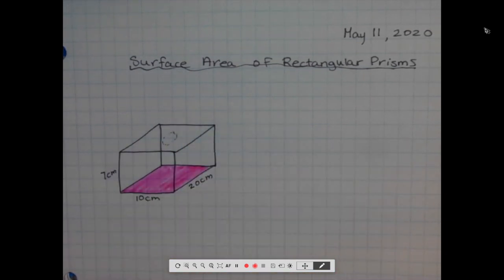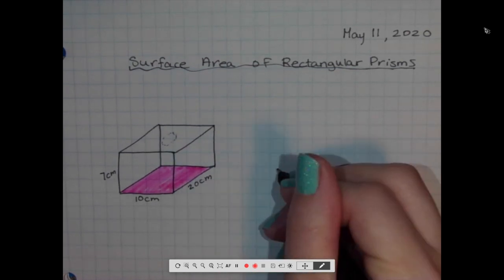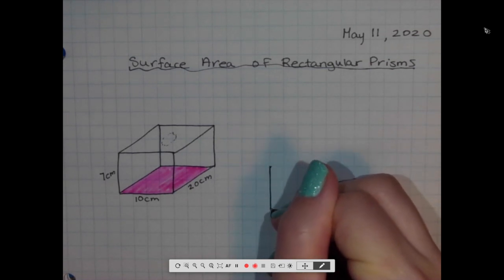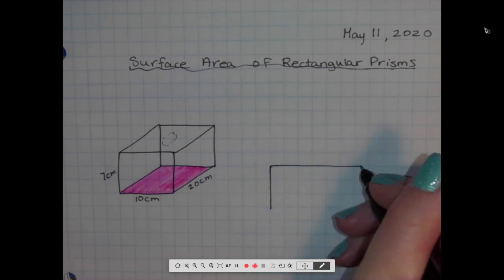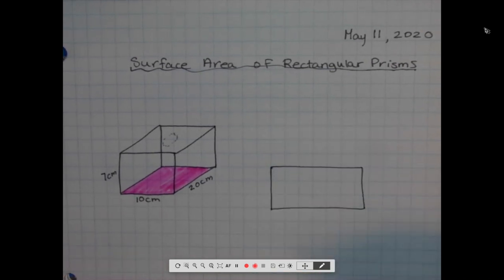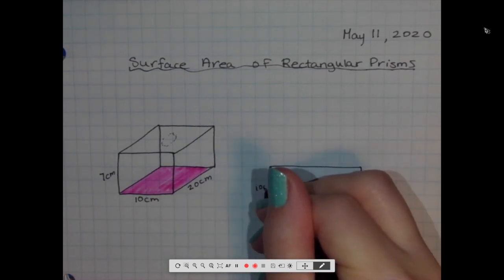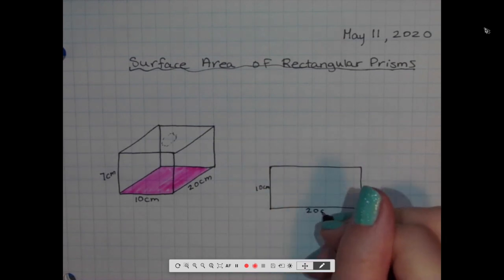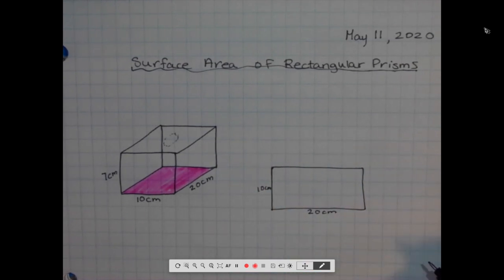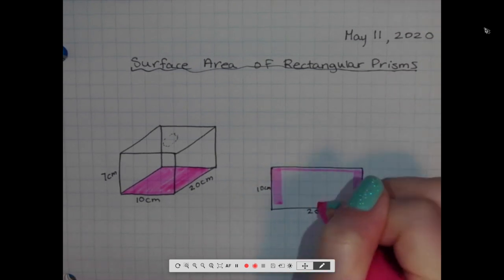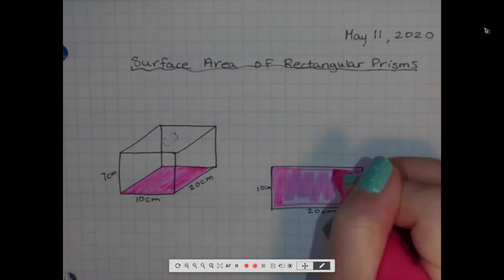And if you're following along by drawing, that was your opportunity to have some calming highlighting time. So we're going to take this bottom panel and just roughly draw it out. It might not be perfect. We know that its shorter side is the 10 centimeters and its longer side is 20 centimeters. And I'm going to color that in pink just so that I can keep everything sorted in my head, because that's the most difficult part of all of this.